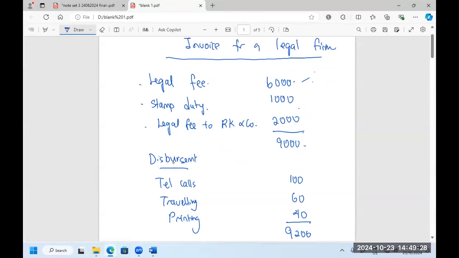This one is group G, isn't it? So this one will be service tax. How many percent, guys? 8%. This stamp duty, we look at it properly. Stamp duty is paid to the stamp duty department. Who pays first, guys? The legal firm pays first. Now they claim back from their client.